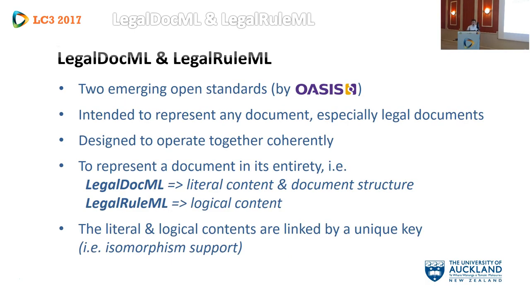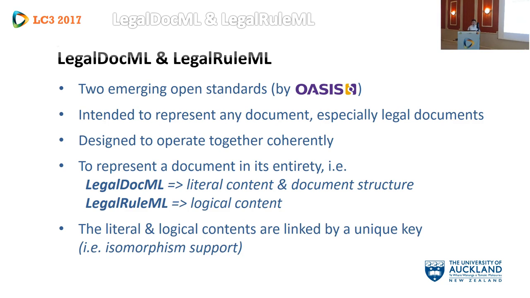So now LegalDocML and LegalRuleML are both emerging open standards developed by OASIS, the Organization for the Advancement of Structured Information Systems. It's a consortium of people that set up standards around the world. It is intended to represent any document, especially legal documents, and designed to work together coherently.